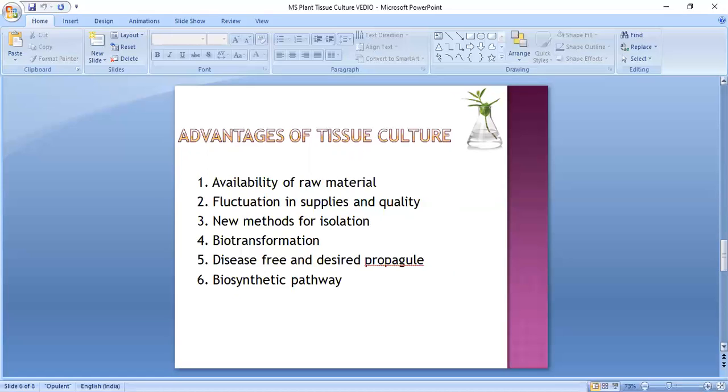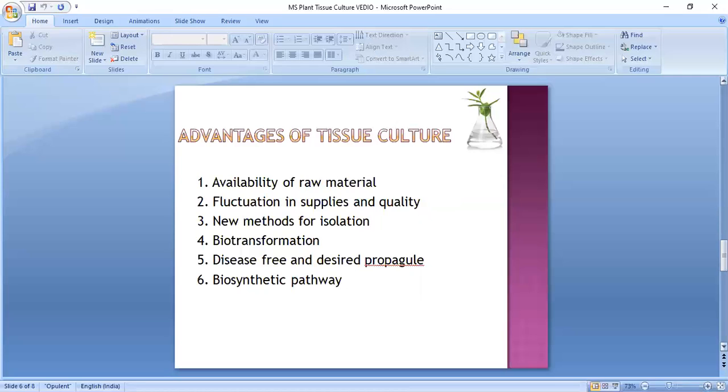So new method for isolation means it is possible to obtain new methods for isolation of newer compounds from plants by this technique, and for which patent rights can be obtained. In the cultivation method, we cannot apply for the patent. But here, for the method validation or method process, we can patent the right, or we can also patent the product also.